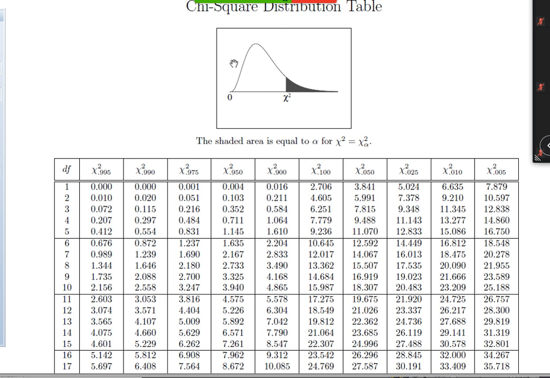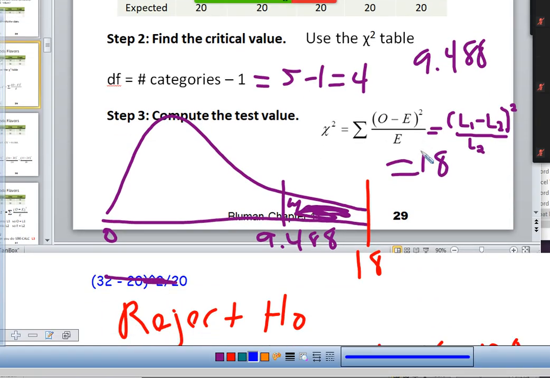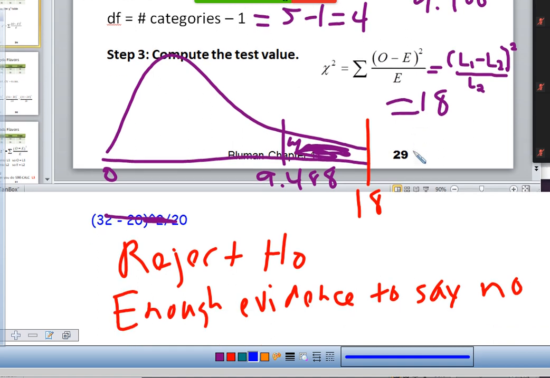But you can look at your little sheet here, your table, and find that if you get lost about it, because you're allowed these tables on the final. You need them actually. All right. So then I'm going to compute my test value.